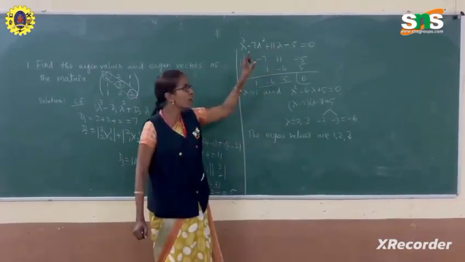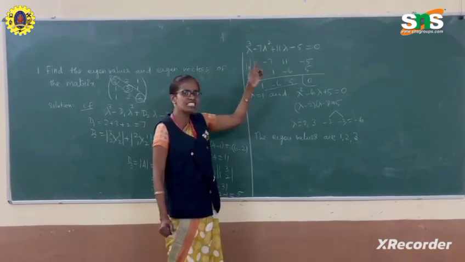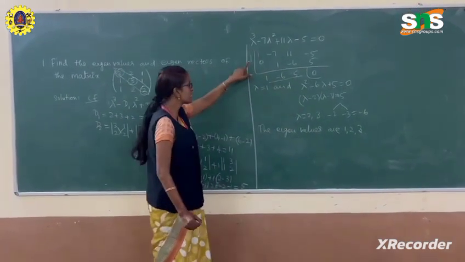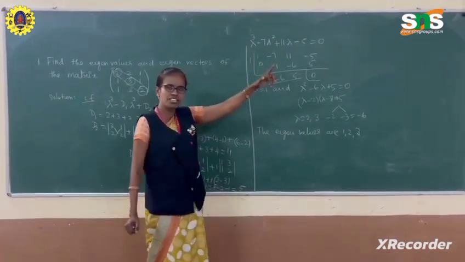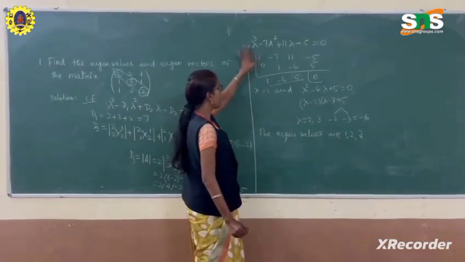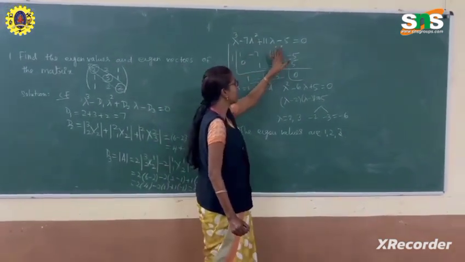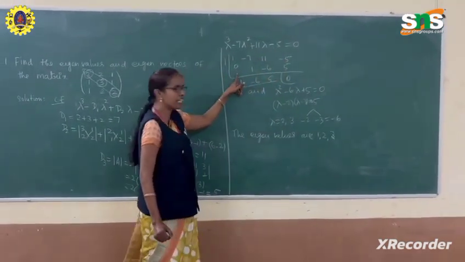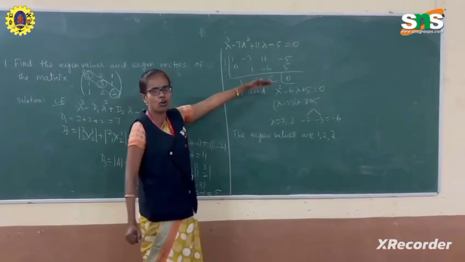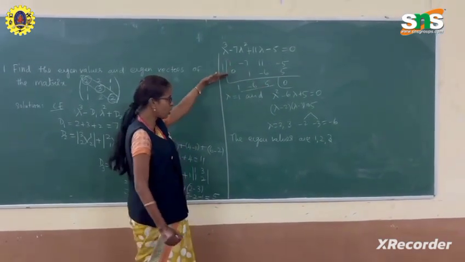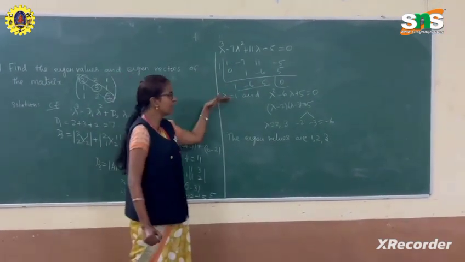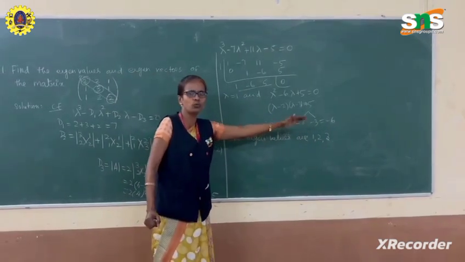Now we need to solve this equation using synthetic division. Synthetic division means we write the coefficients in order, so this is nothing but 1, minus 7, 11, minus 5. Take the first element as 0, then we can proceed with the concept. We know this, right? With that concept, we just proceed. So finally we get lambda as 1, 2, 3.